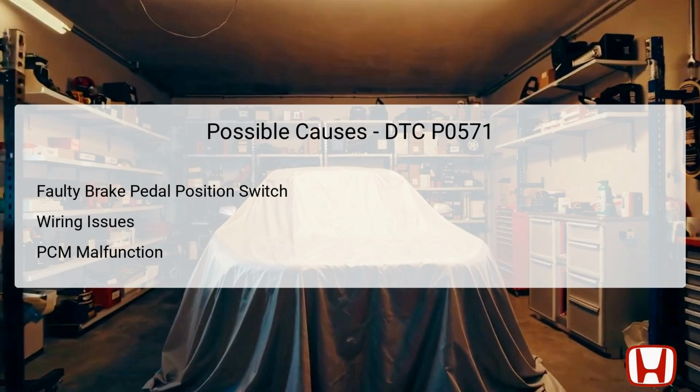Secondly, there may be wiring issues between the switch and the PCM, or other related components. Damaged wires or poor connections can disrupt the signals required for the switch to function properly. Lastly, the PCM itself may be at fault, although this is less common. If all other components check out, but the DTC persists, this points to an internal issue within the PCM. Each of these potential causes needs thorough investigation to identify the root of the malfunction.